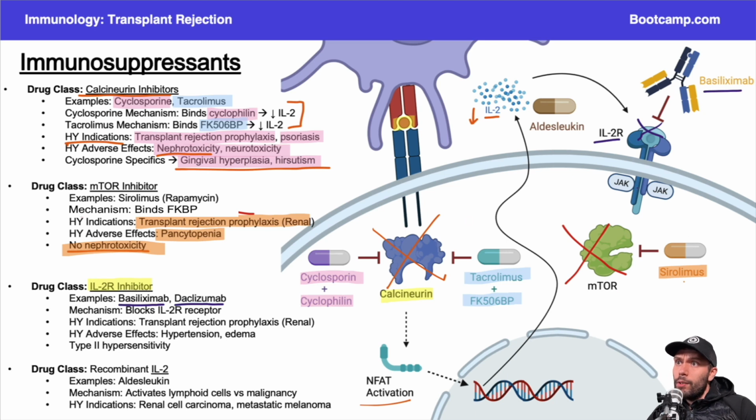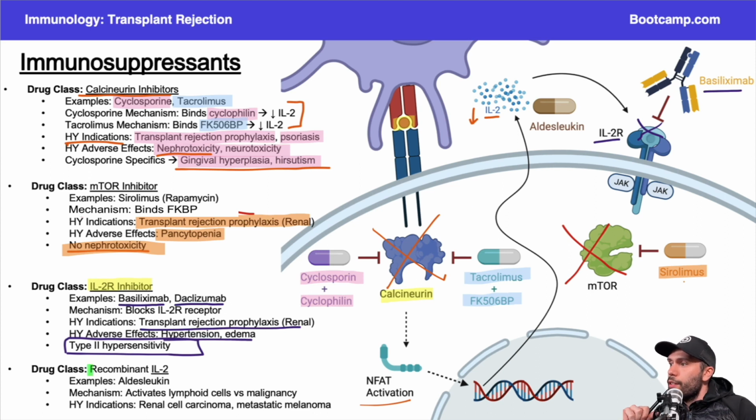If I block this receptor, I don't actually get the effects of interleukin-2 in these T cells, right? I might be releasing some interleukin-2, but I'm not actually going to be able to stimulate the interleukin-2 receptor with interleukin-2 because I block it. Okay, so again, also transplant rejection prophylaxis. You can see hypertension and edema, kind of more nonspecific. The important thing here, remembering that this is a type 2 hypersensitivity reaction because we're blocking the receptor.